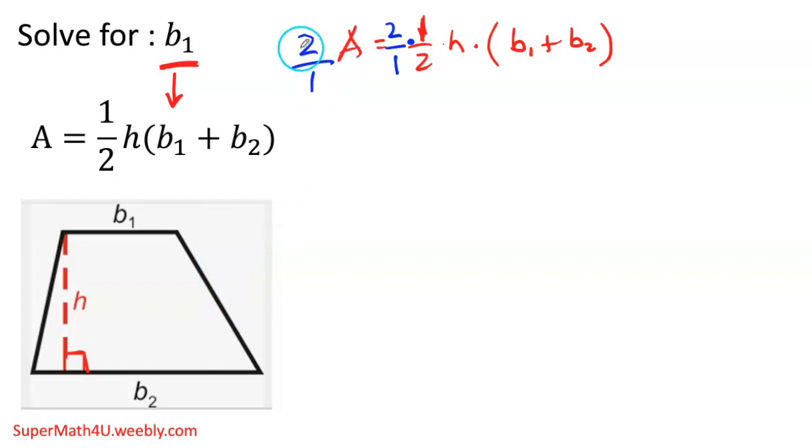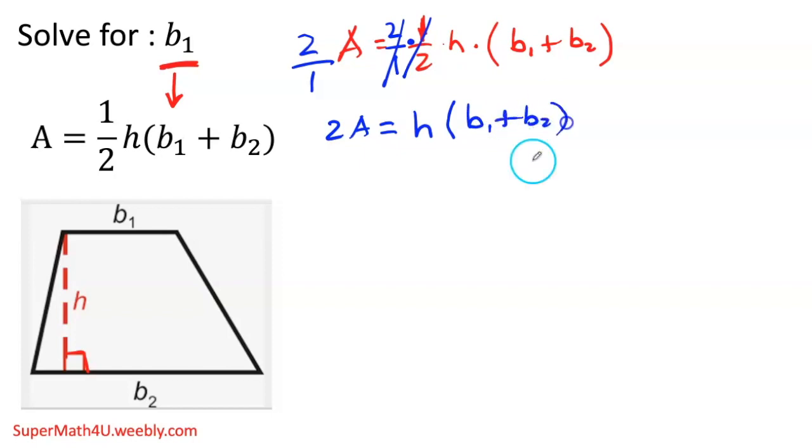Now I have 2 times a, which is going to give me 2a. Do I need to write the 1 underneath? Not really. Now this 2 over 1 and 1/2 will cancel each other. 2 times 1 is 2, 1 times 2 is 2, and 2 divided by 2, they cancel each other, and my fraction is gone. So I bring the h, the b1, and the b2.